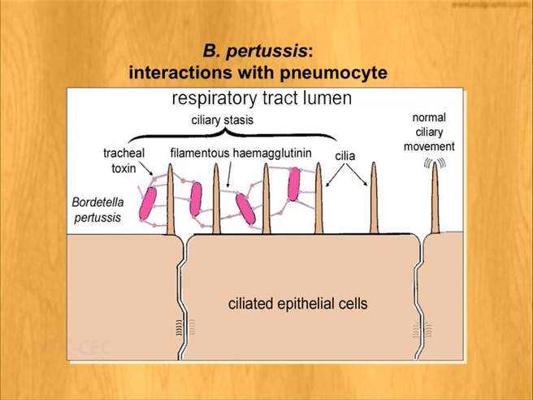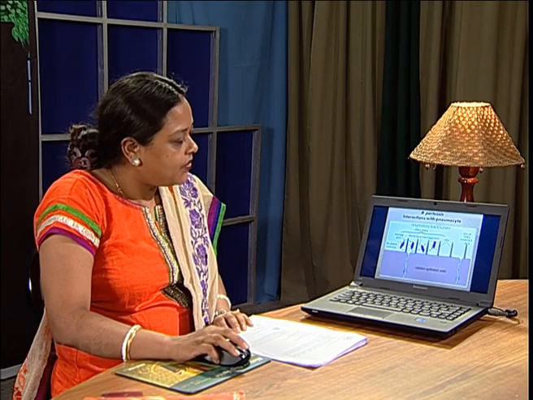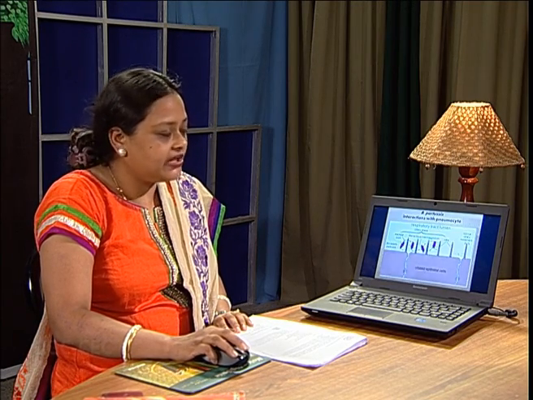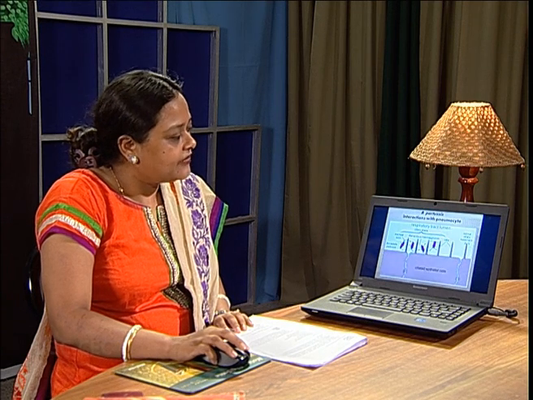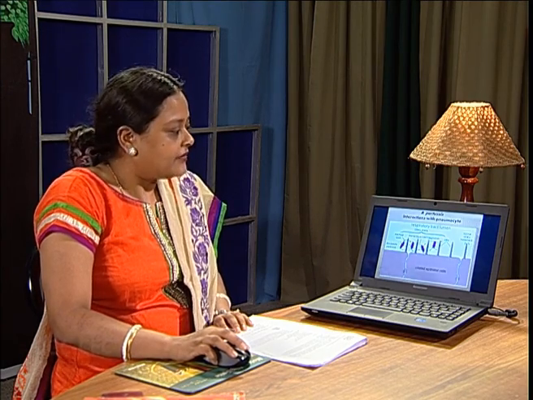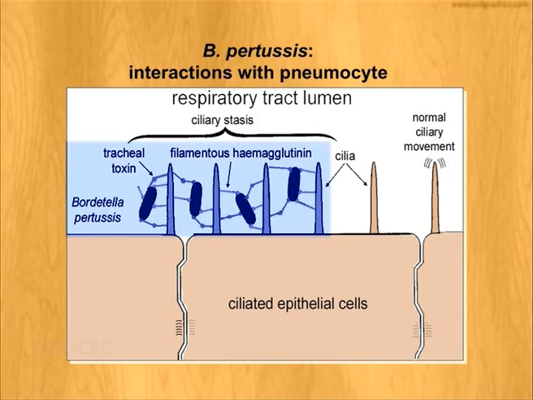You can see the organism here with its tracheal toxins, filamentous hemagglutinins. So what happens in the ciliated epithelial cells: the normal function of cilia is to move, the beating of the cilia, which will not let any organism move down the tracheal cells and will throw it up in the form of cough. But here, once the Bordetella has come, because of several of its toxins and other fimbriae and attachment options, it attaches in between the cilia here.